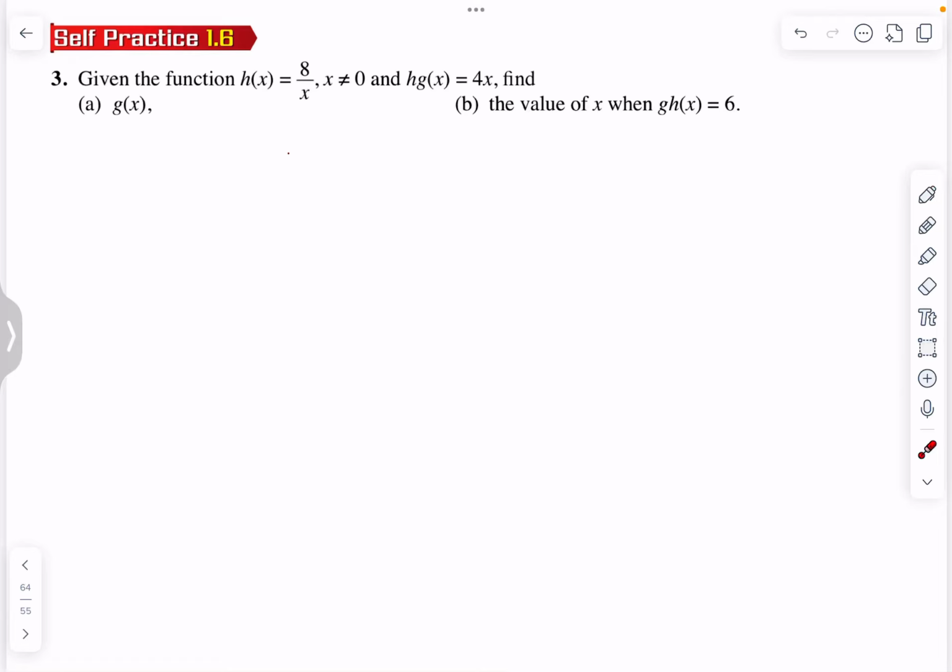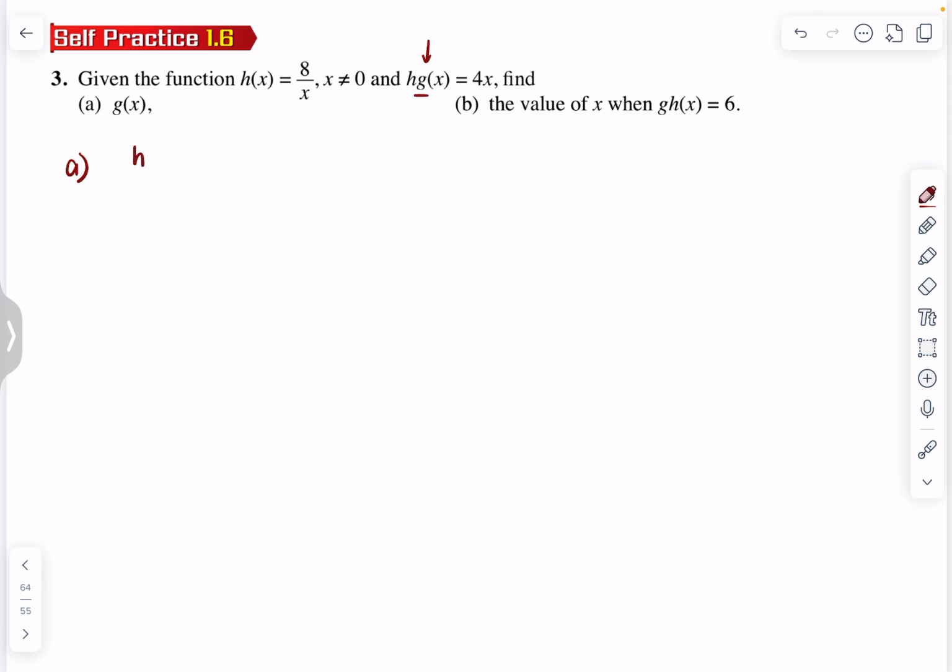Question 3. Given the function h(x) is this and h(g(x)) is this, find g(x). Okay, so now we are finding the inside function. g is inside. So to find the inside function, it's a little bit easier than finding the outside function. So let's see how to get h(g(x)) with h(x). So h(x) is 8 over x, h(y) would be 8 over y, so h(g(x)) would be 8 over g(x).